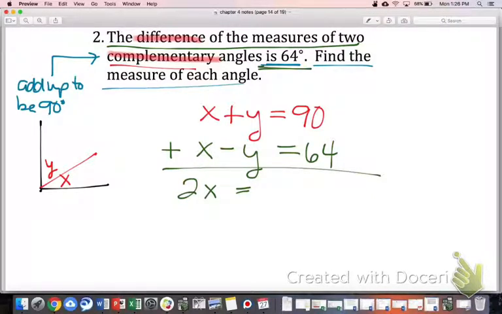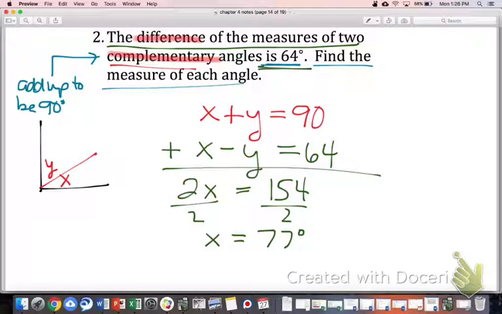154 is right. Okay, so if 2x is equal to 154, my first goal would be to get the x by itself. I need to divide by 2. That's right, Hosanna. So I divide by 2, divide by 2. And what is 154 divided by 2? 77. 77 is right. So that means x is equal to 77 degrees.